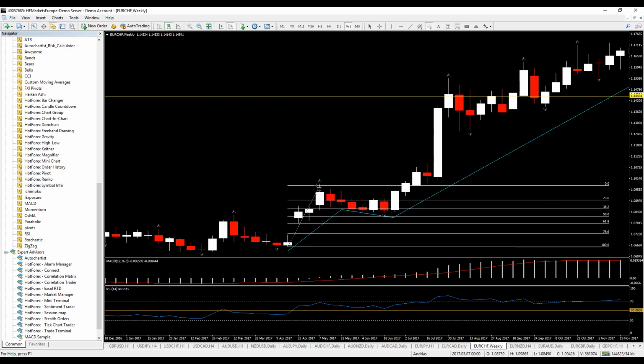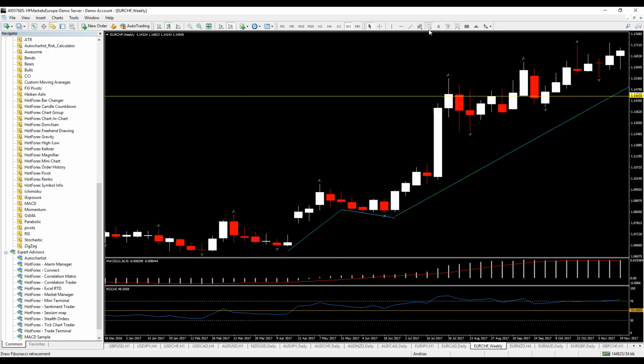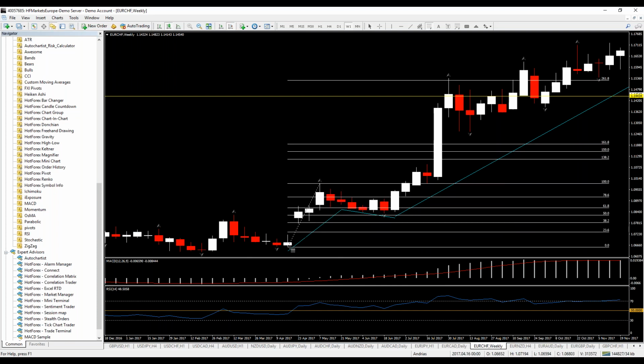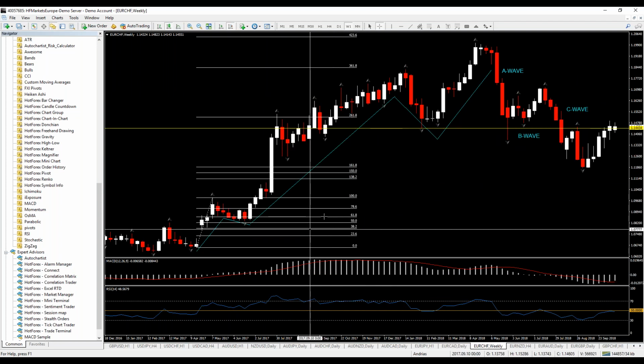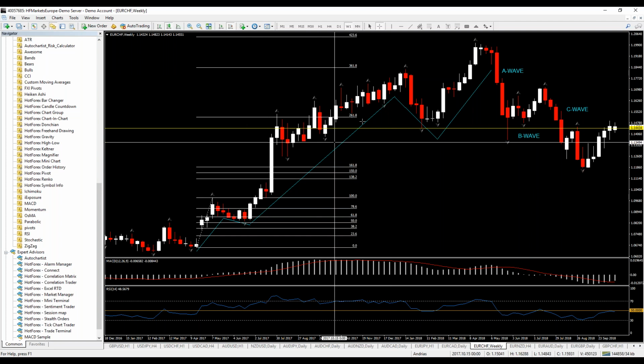I put it vice versa, to be honest. So I'm measuring this upwards movement, and I noticed that wave two went down to nearly 50% of this upwards move. So it satisfies our rule. Our first rule is nearly 50% of wave one. We are fine.